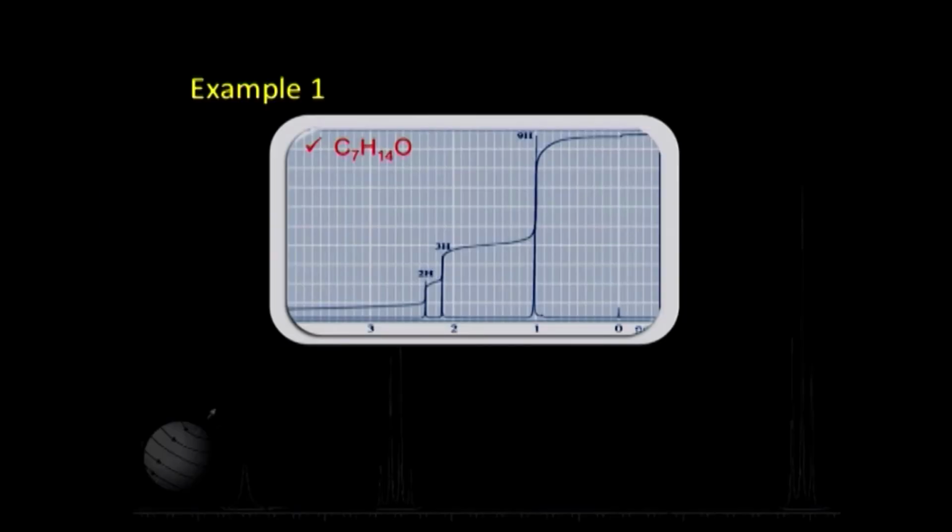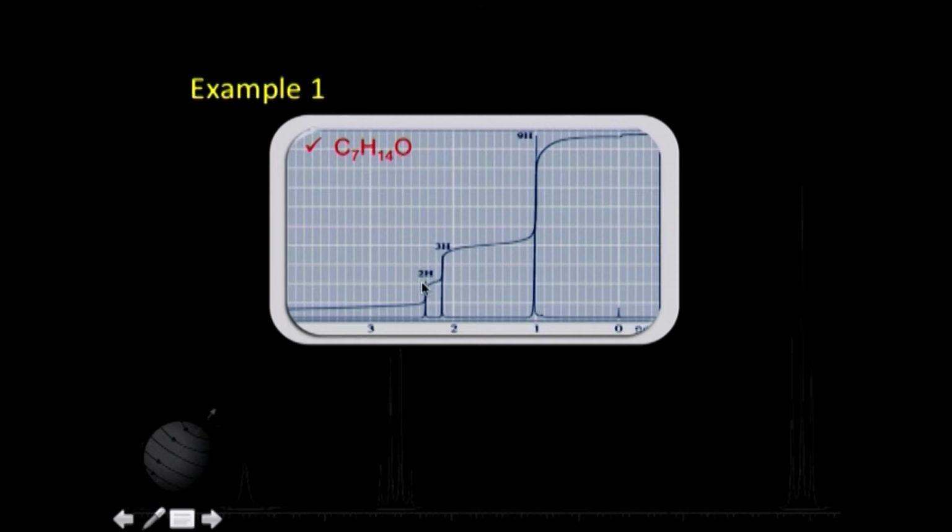Now, let us take up some examples of NMR spectra and try to interpret them, and see how we make use of this strategy which we just tried to recall for ourselves. Let us take the first example. This is the NMR spectrum for a molecule whose molecular formula is given to us as C7H14O.